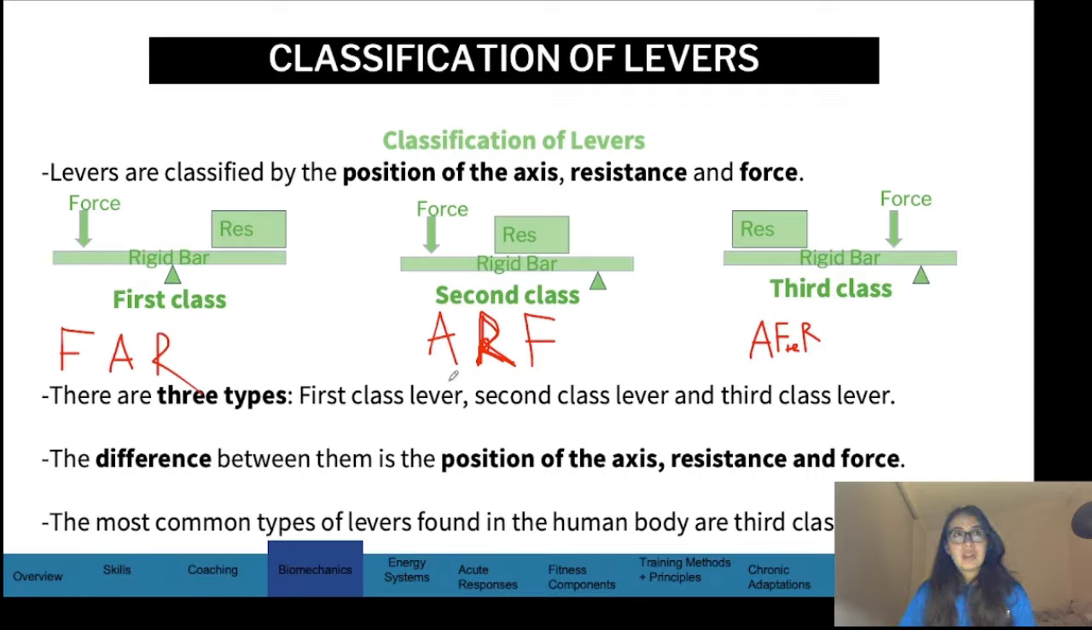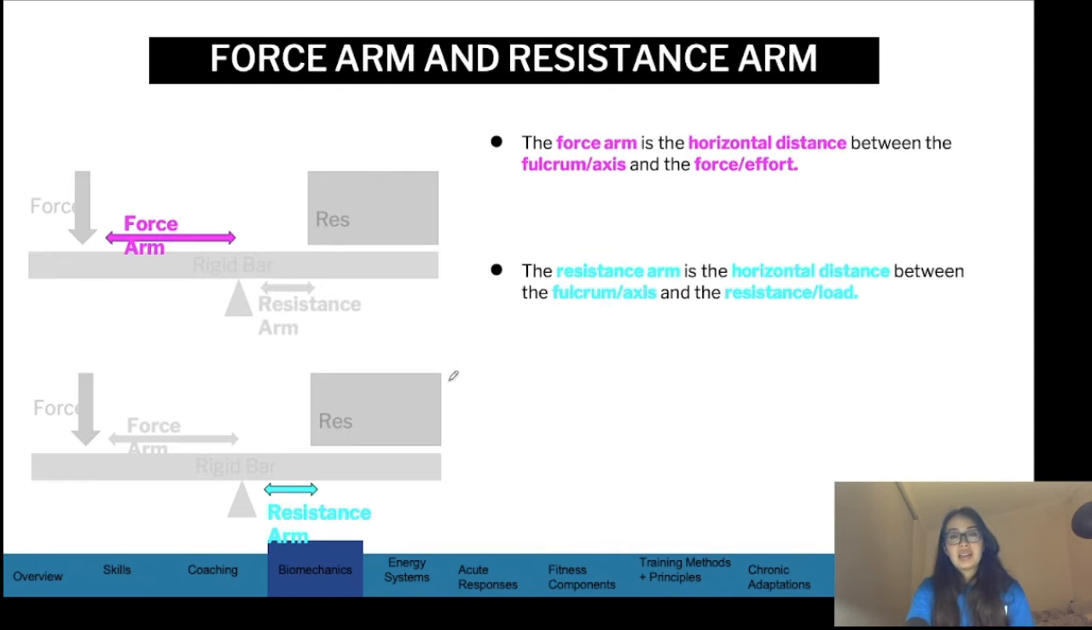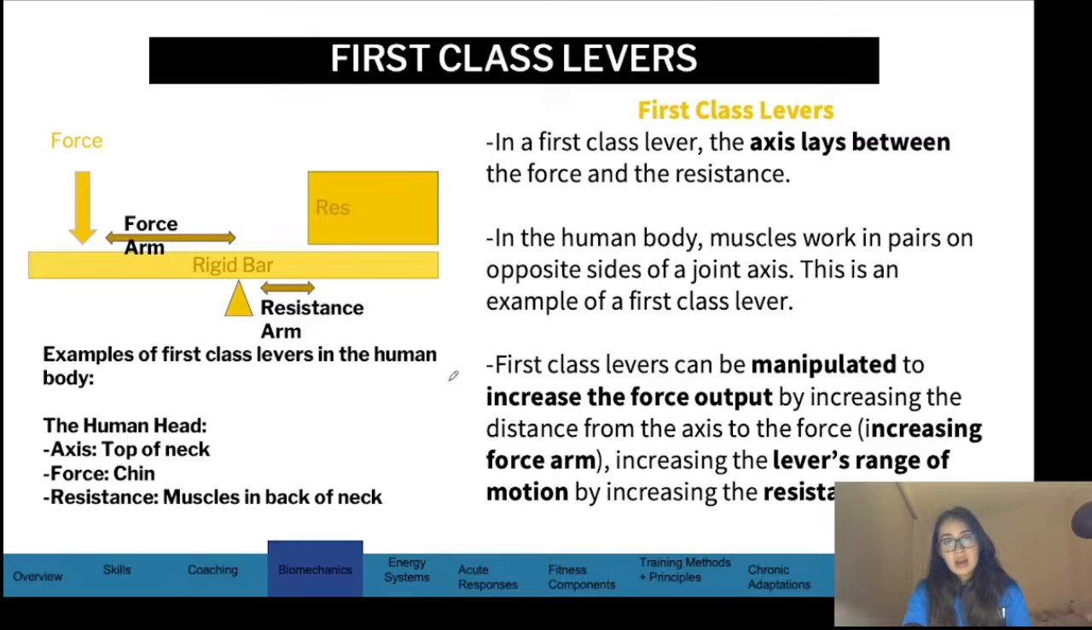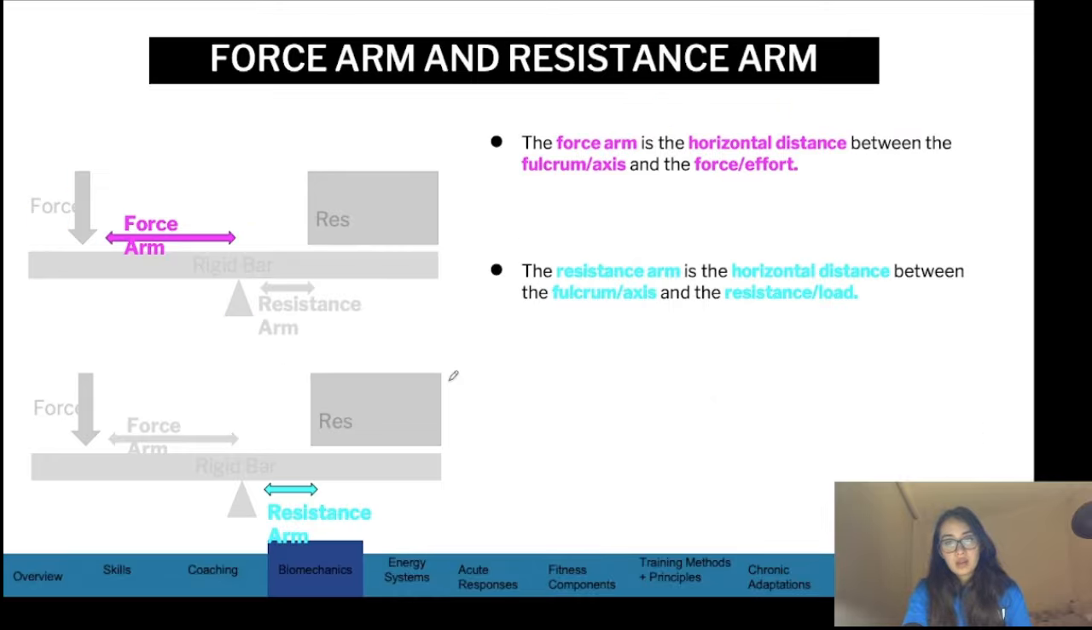Because most sporting examples we discuss are third class levers, it's your best bet to go with a third class lever. Okay, so I've asked you to memorize these things. You might be like, well, I already know them, I don't need to memorize this mnemonic. That's fine, but it is still required, because we have to cover this bit: force arm and resistance arm. That's why it's important.